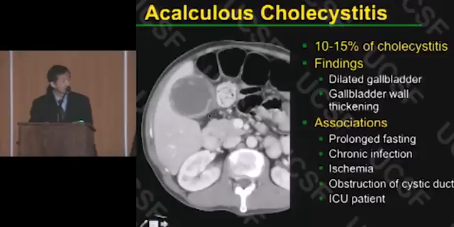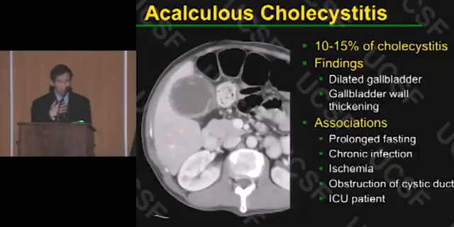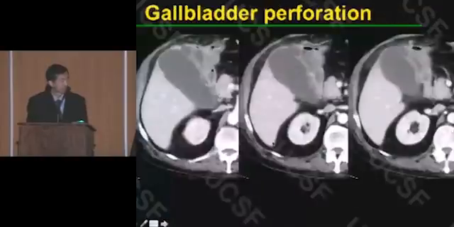And even if we see just a dilated gallbladder, more than 5 centimeters in diameter, in a fever of unknown origin patient without any other findings, we can suggest that acalculous cholecystitis is present, and oftentimes simple drainage of the gallbladder can improve the patient's status.